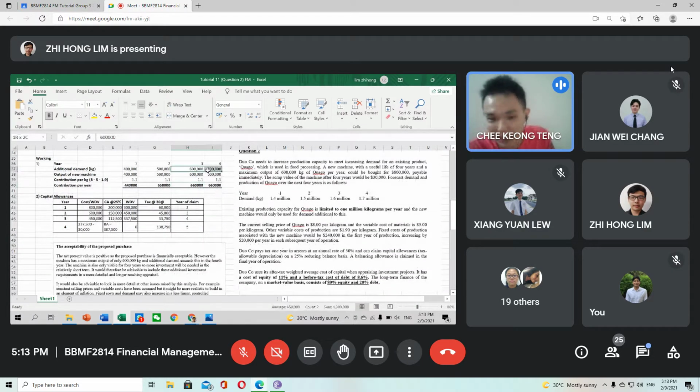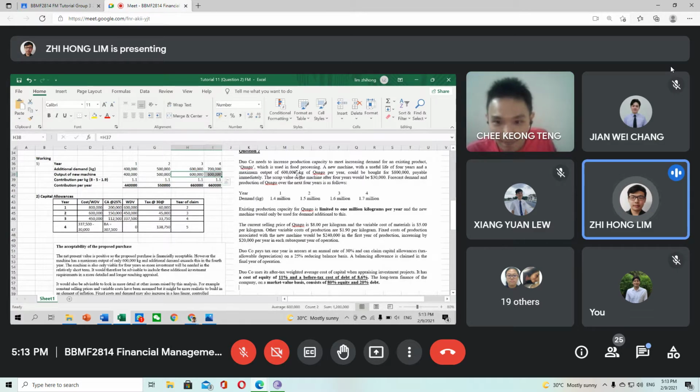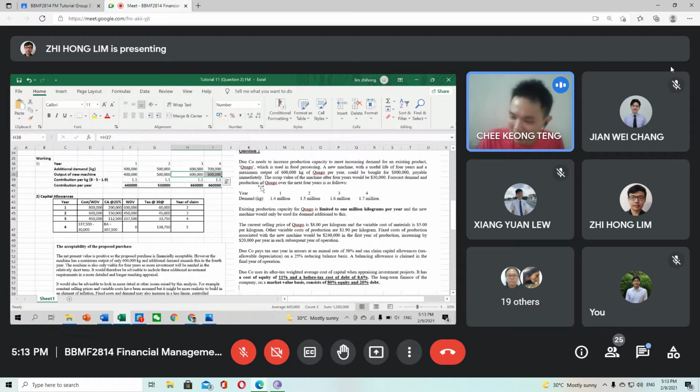But one more thing, why is the last year only 600,000, not 700,000? Because the maximum output is 600,000. Very good. So that's the reason why this kind of question can be very hard sometimes. You see a lot of tricky things, a lot of things you need to be careful about. If you overlook that, you'll be wrong.